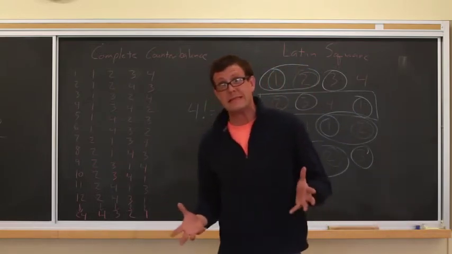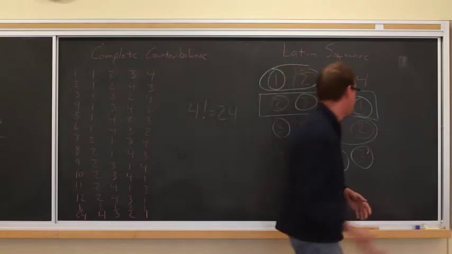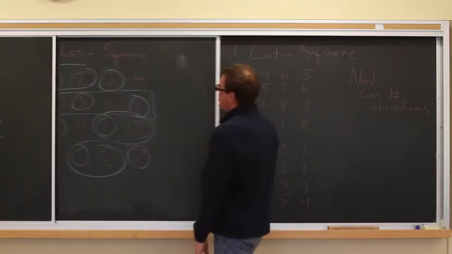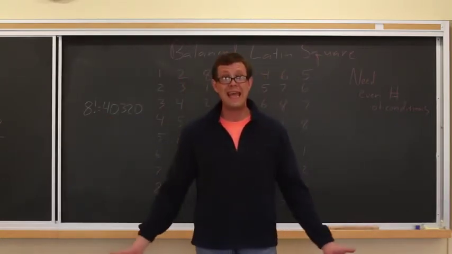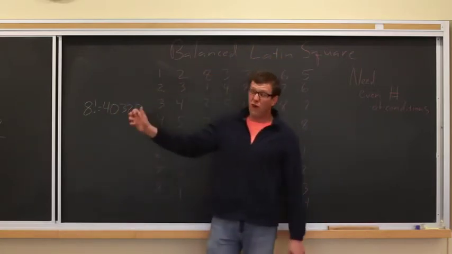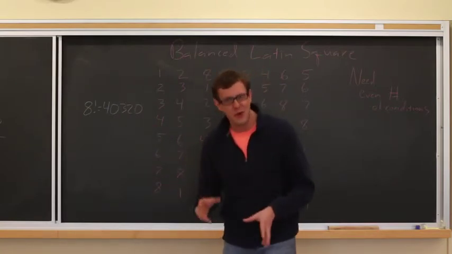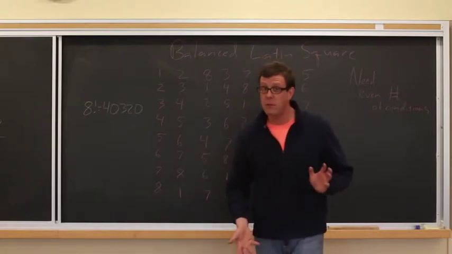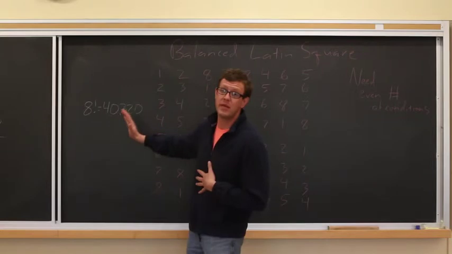But complete counterbalancing is almost impossible to do unless you have a tiny number of variables with a tiny number of levels. So, what's the solution? What else can we do besides Latin square? Well, imagine instead of 4 conditions, we had 8 conditions. We would need 40,320 different orders to cover all of the possible orders. But we can do something else.